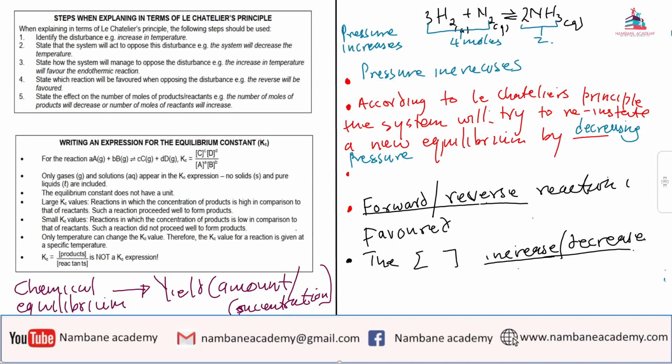Then, with that being said, we said disturbance is pressure increases. Bullet number 1, pressure increases. Write it down. It does not have marks, yes, but write it down, because it assists you to say, according to Le Chatelier's principle, the system will try to reinstate a new equilibrium by decreasing the pressure. You can easily relate to that.